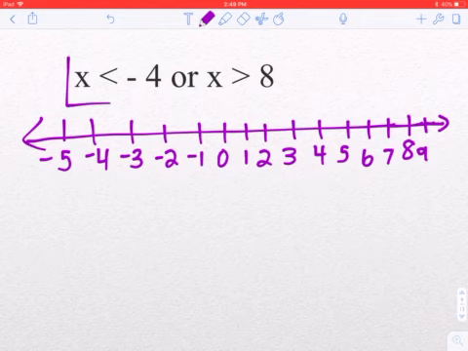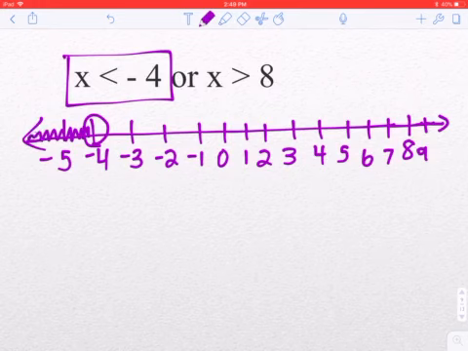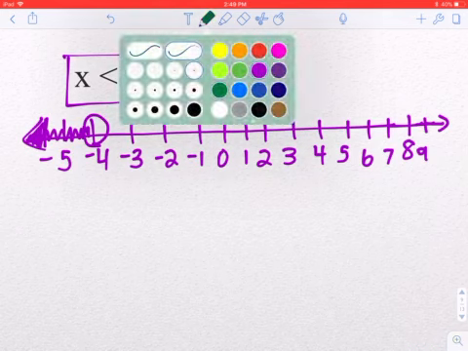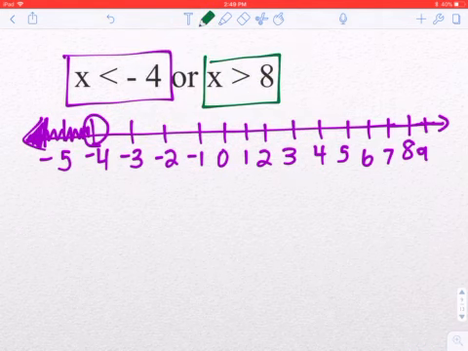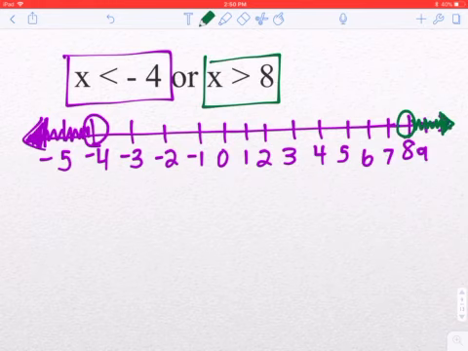So first, let's just look at x is less than -4. On this one, I have an open circle at -4, and everything less than -4 means I'm shading to the left. On my next inequality, and I'm going to change colors just so you can visually see, I have x is greater than 8. So at 8, I also have an open circle, but this time I'm shading everything bigger than 8, which means I'm shading to the right.